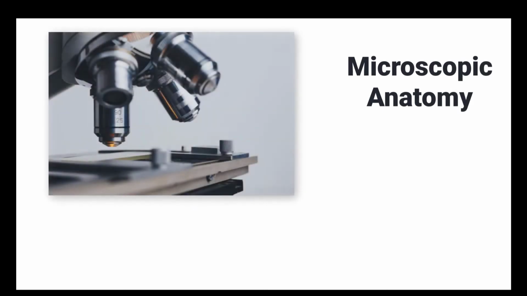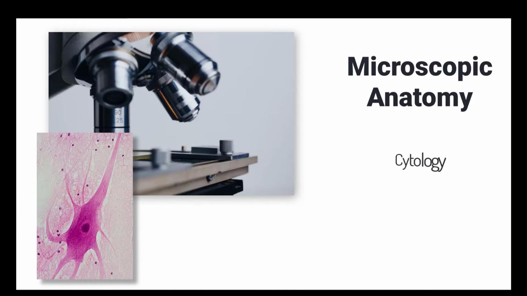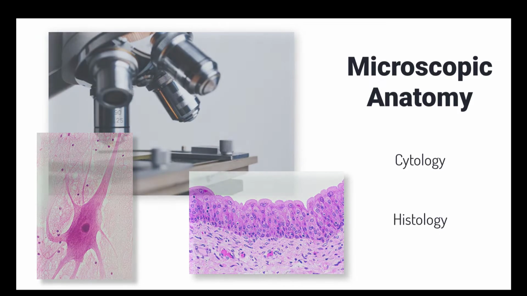If we have macroscopic anatomy, we also have microscopic anatomy. This is when we do have to use magnification to study the anatomy. This will include cells and molecules. So when we're studying cells, this is also known as cytology, and the study of the microscopic structure of tissues is also known as histology.